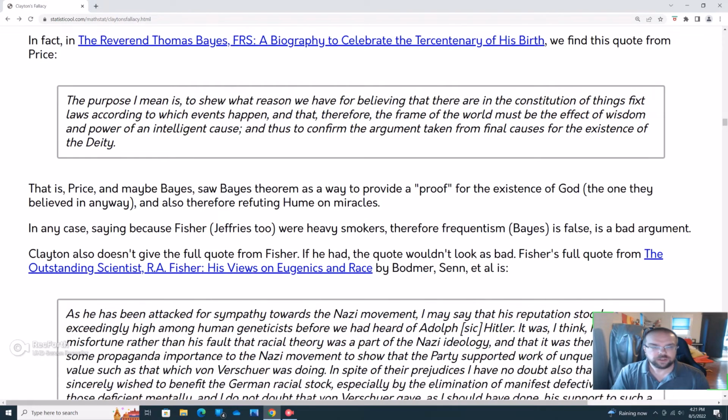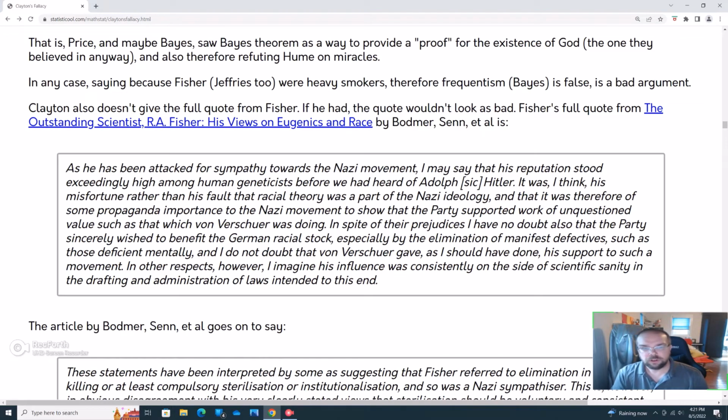Now, one thing here. I talk a little bit about Bayes' theorem as a way to provide proof for the existence of God, the one they believed in anyway, and also trying to refute Hume on miracles.